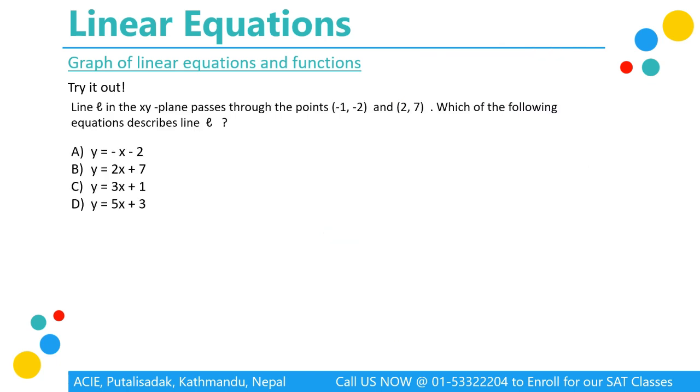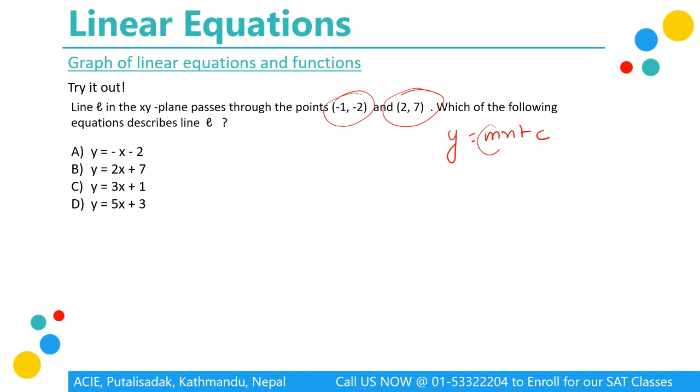Now we have another question over here. Line L in the xy plane passes through the points -1, -2 and 2, 7. Which of the following equations describes the line L? So over here we have two different points of a line given, and we have to use those points and put them in our slope-intercept formula again, which is y is equal to mx plus c, to get our right answer.